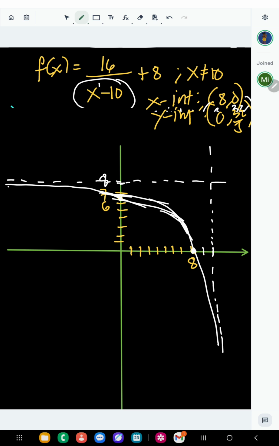Okay, I think we did that correctly. Number 20: we write down the equation of each asymptote and the coordinates of the intercepts, x and y. Then we sketch the graph. This is the graph. Now we move on to 21.